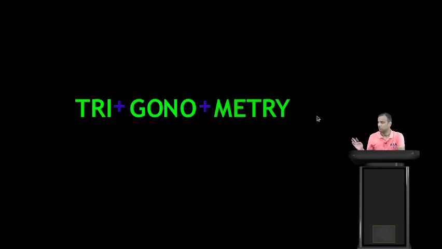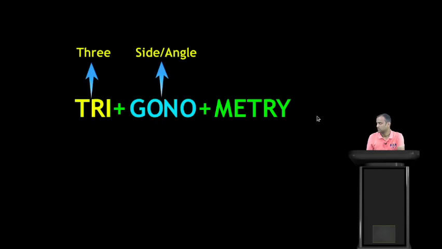Okay, so you already know trigonometry is made by three words: tri, gono and metri, where tri means 3, gono is called side or angle, and metri to measure.